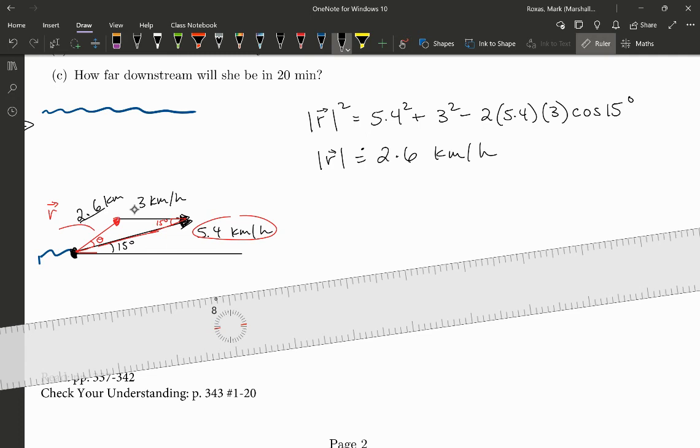Notice it's not a straight up addition. You don't add 2.6 plus 3 to get 5.4. It's not like that, right? It's because of the angles that we're playing with here. All right, so what is that angle?